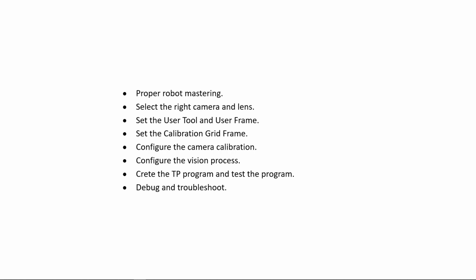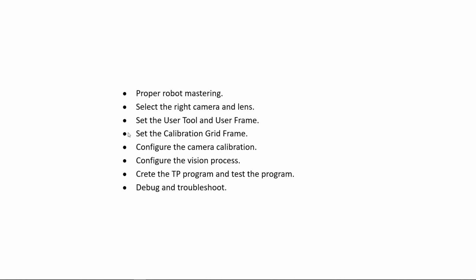I'm going to highlight these steps in here, setting the user tool and user frame, and setting the calibration grid frame. Let's say that unintentionally you make the mistake on this part of the configuration and you are not aware of this mistake. Let's say, for example, that you wrongly set up the robot TCP, or you're using the incorrect TCP for calibrating the grid frame. Or another example could be that you took the wrong points on the calibration grid.